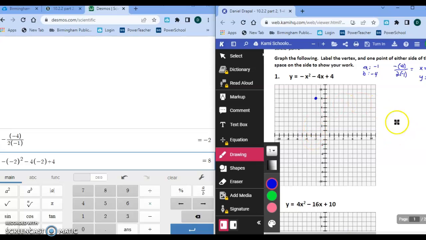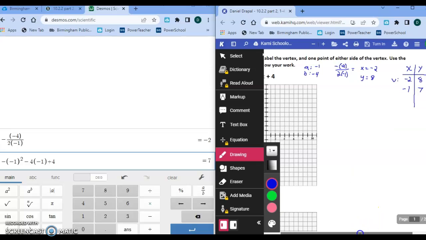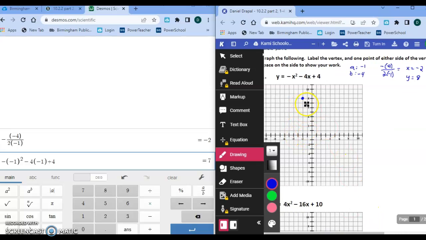I'm going to do a couple of these here just so you can see how it works out. Let's say I pick negative 1. If I put negative 1 for my x, I go over here, and now I'm backing it out, putting negative 1 for both of my values for x. And then my outcome is 7. So I have negative 1, 7. I can go ahead and plot that, negative 1, 7, which would be here.